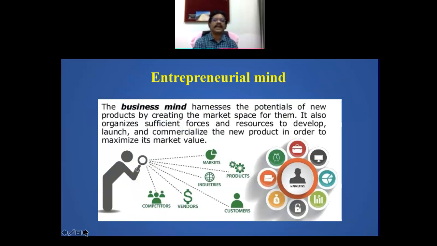It is all about harnessing the potential of new products by creating the market space for them, and it also organizes the sufficient forces and resources to develop, launch, and commercialize the new product, in order to maximize its market value. So you can start your own product, or you can become a supplier for existing products, or you can come out with alternative products for existing products.